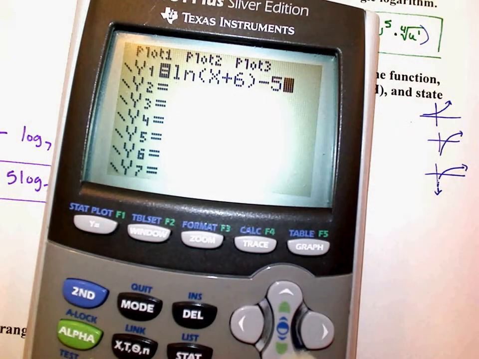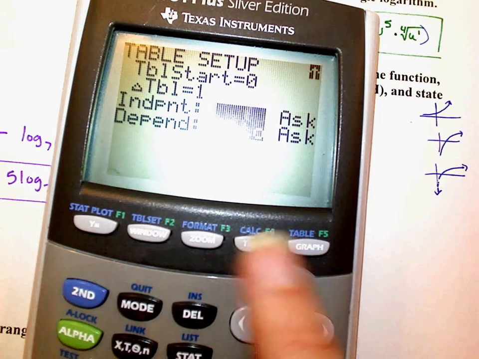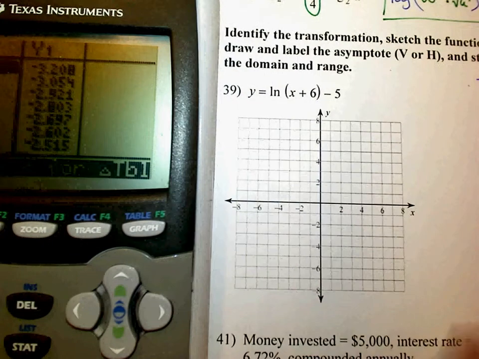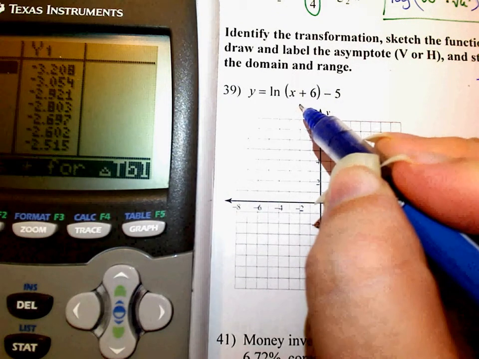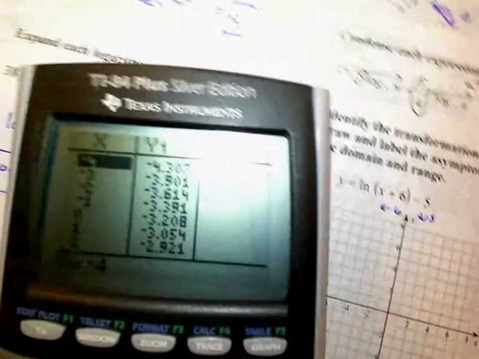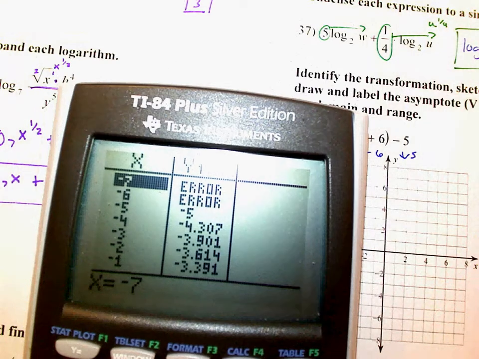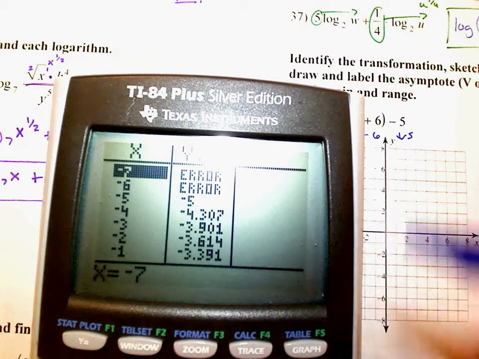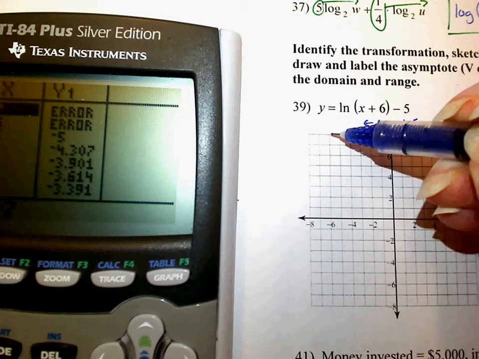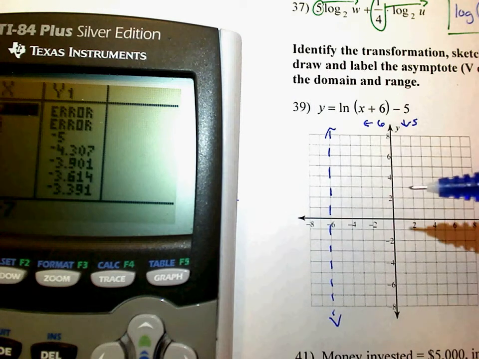And then minus 5. Well, I'm going to go to my table set and make sure it's on auto. And then go to my table. Well, what I see, and what I know about transformations is that I'm going to go to the left 6 and down 5. So I'm going to go ahead and go up to negative 6. And I notice that negative 6 is my first error message, right? That means that's where the vertical asymptote is. So when I go over here to negative 6, I'm going to draw a vertical dotted line. That's my vertical asymptote. Okay?